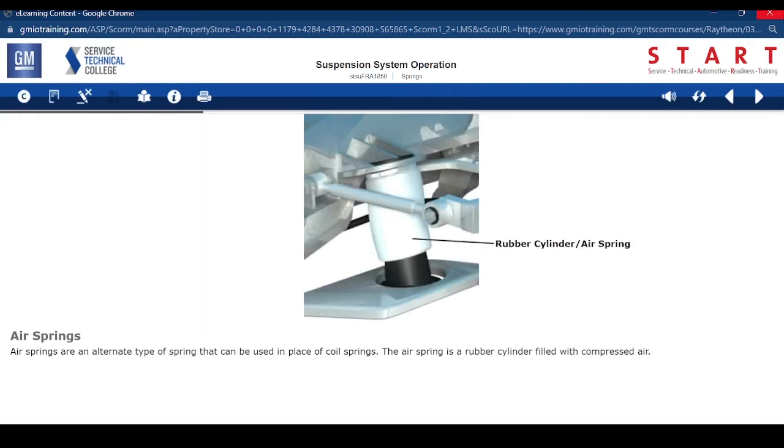Air springs are an alternate type of spring that can be used in place of coil springs. The air spring is a rubber cylinder filled with compressed air.